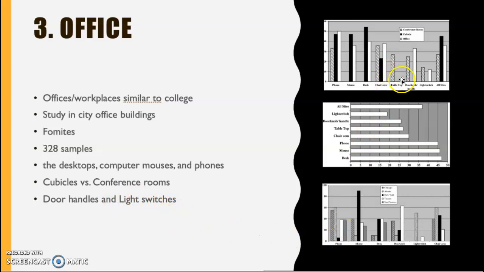These are some graphs that I found kind of interesting, of the number of microbiota found on each of the sites, like the chair arm, the tabletop, the mouse, the desk. You can obviously see that there are a couple that have a lot more on them.